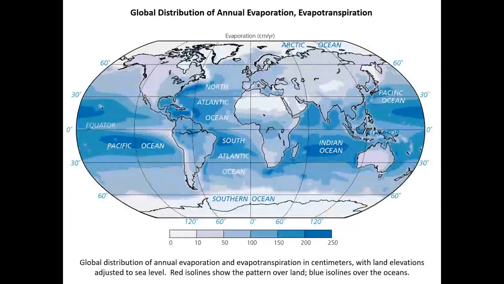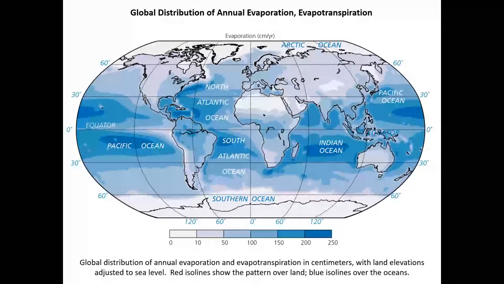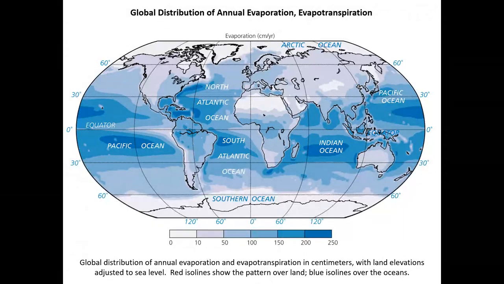This here is a global distribution of annual evaporation and evaporation transport. Basically, it kind of shows the amount of rain on average. And as you can see, the equator has heavier rain. And as you get deep into the interior of continents, it's a lot drier. The Sahara Desert in northern Africa, there's very little rain. And then in the central part of the Indian Ocean near the equator, there's very heavy rain all year round.